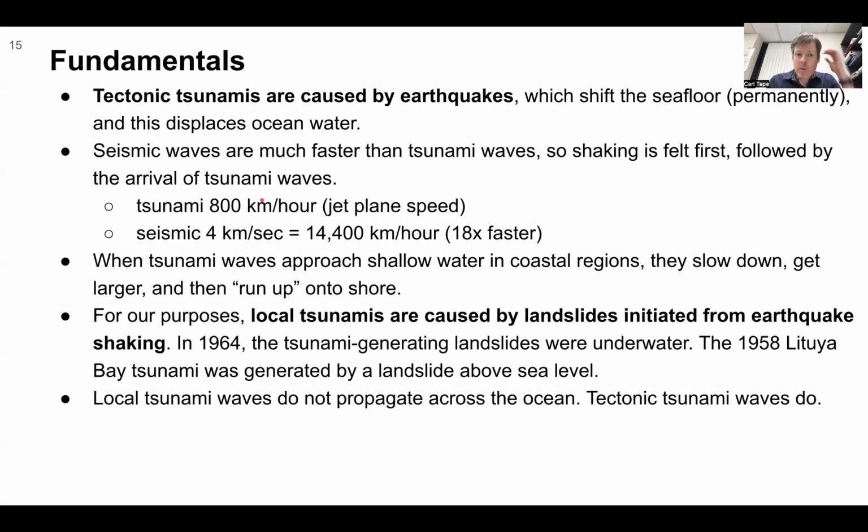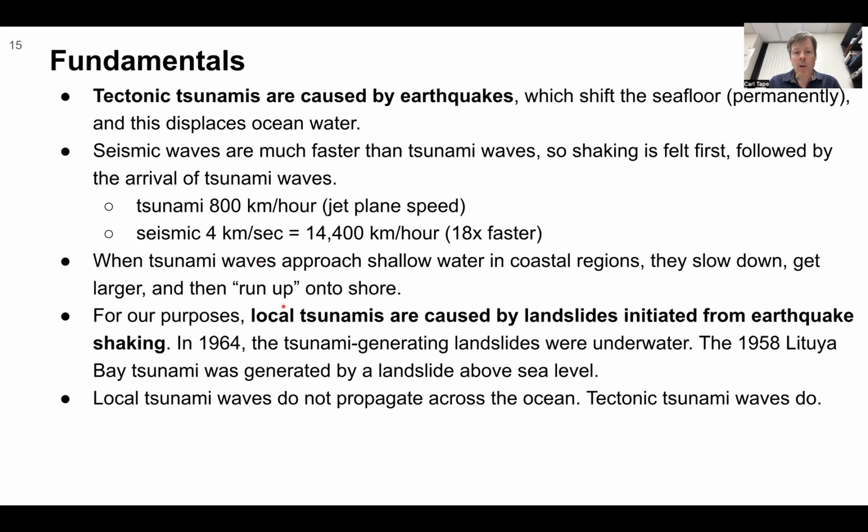Tsunami waves in the open ocean travel about 800 kilometers per hour, roughly the speed of a jet plane. Seismic waves travel 4 kilometers per second, which is about 14,000 kilometers per hour, 18 times faster than tsunami waves. So the information from the earthquake comes from the seismic waves first, tsunami waves second. When tsunami waves approach shallow water and coastal regions, they slow down, get larger, and run up onto the shore. This is called the tsunami run-up. It's the elevation that the tsunami waves reach.